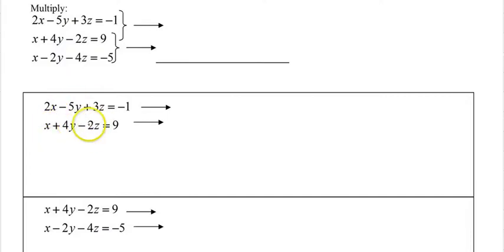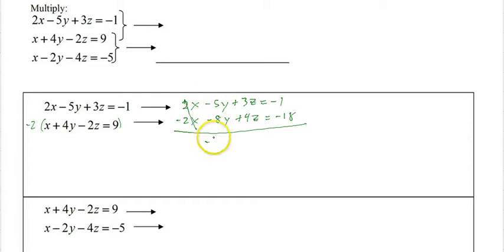If you look at the first ones, the easiest ones to eliminate would be the x's. If we multiply this one by -2, we create a common multiple of 2, where here the common multiple would be 20, and here the common multiple would be 6, so it's easy to get rid of the x. So we have 2x minus 5y plus 3z equals -1, and negative 2x minus 8y plus 4z equals -18. Add them up: negative 13y plus 7z equals -19.